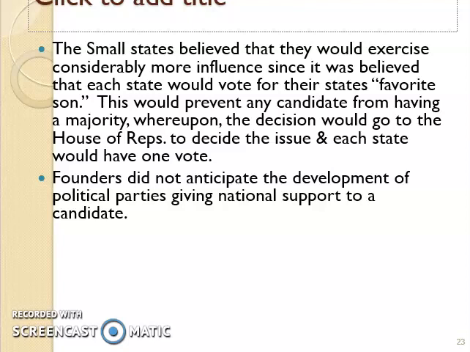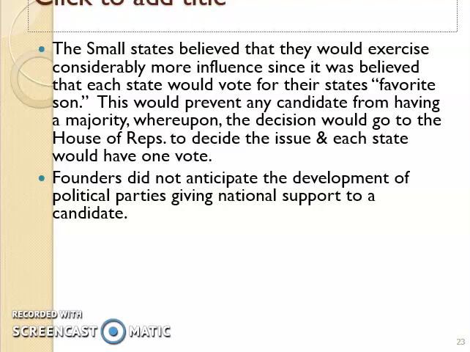So the state delegation of California, since there's 53 members of the House of Representatives right now, they would only cast 1 vote, even though there's 53 of them. And North Dakota would get 1 vote. And so this, they thought, would happen often. They thought the Electoral College would not yield a majority for 1 candidate because the Founding Fathers did not anticipate the development of political parties giving national support to a candidate. And so they thought it would jump into the House of Representatives often, where the small states realized that they would have just as much say as the large states.